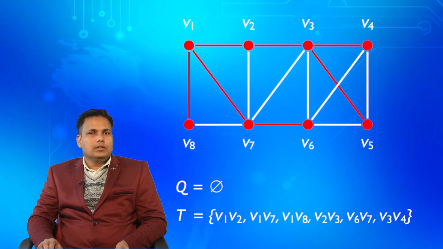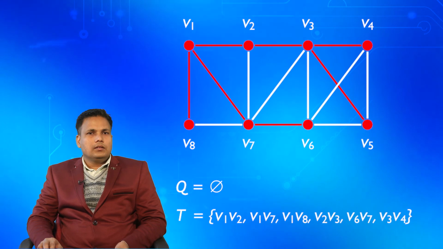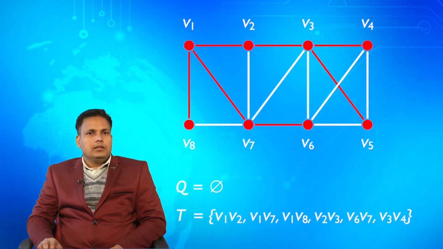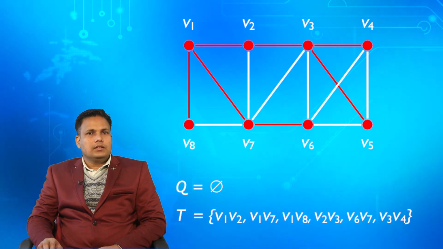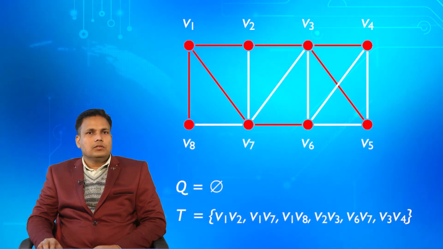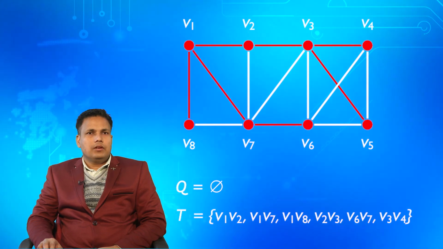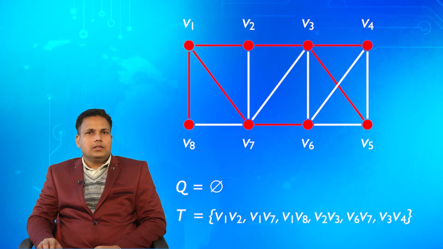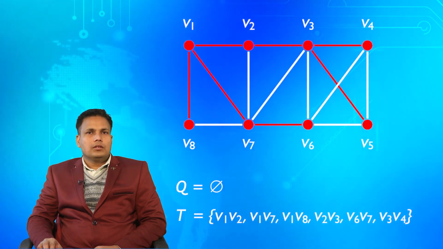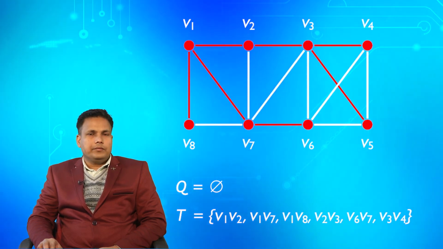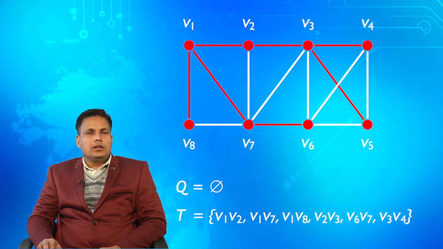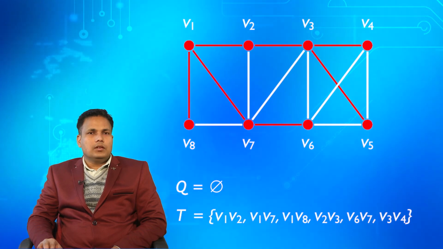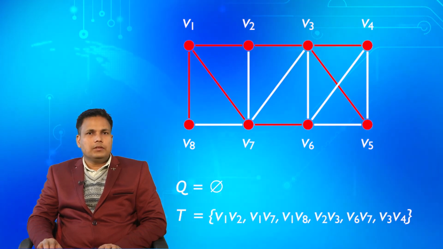So now Q is empty, and the tree that is obtained contains the edges V1 V2, V1 V7, V1 V8, V7 V6, V2 V3, V3 V4 and V3 V5. So there are 7 edges which form a spanning tree of the given graph.